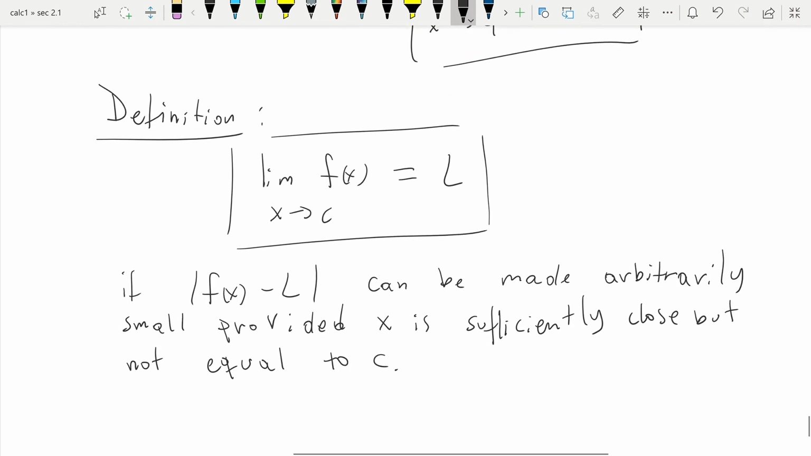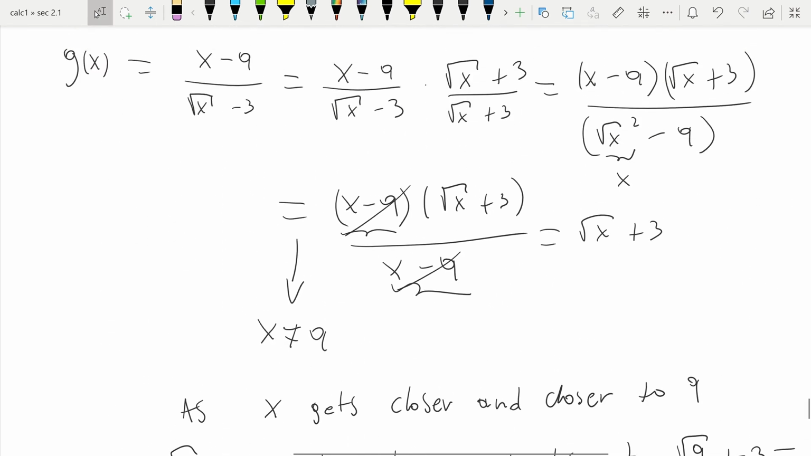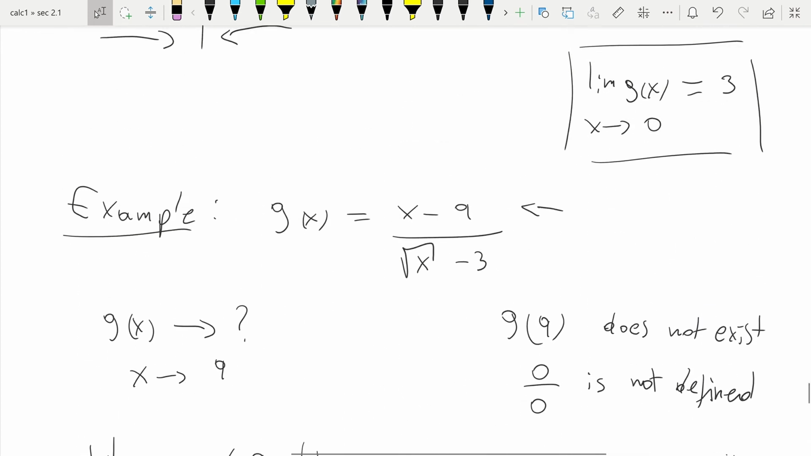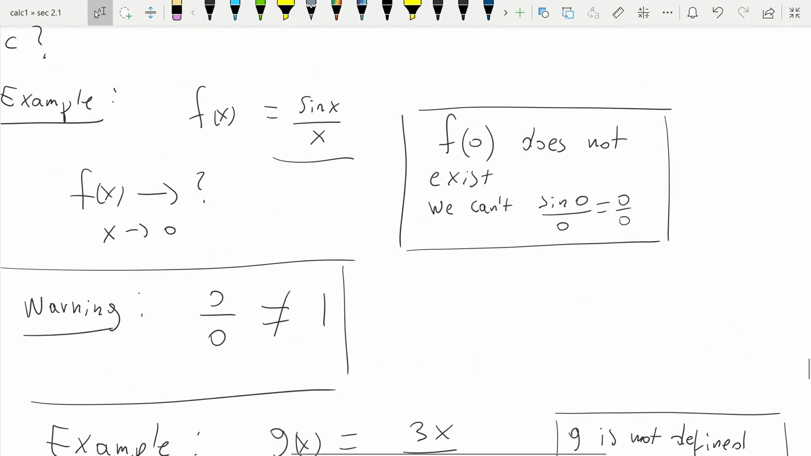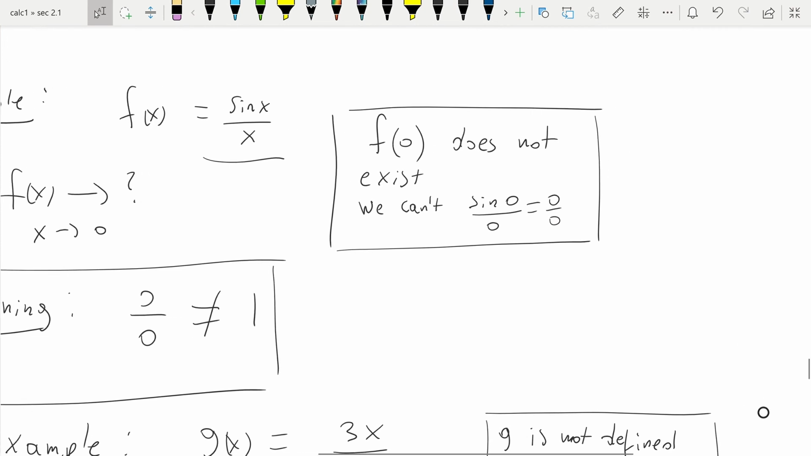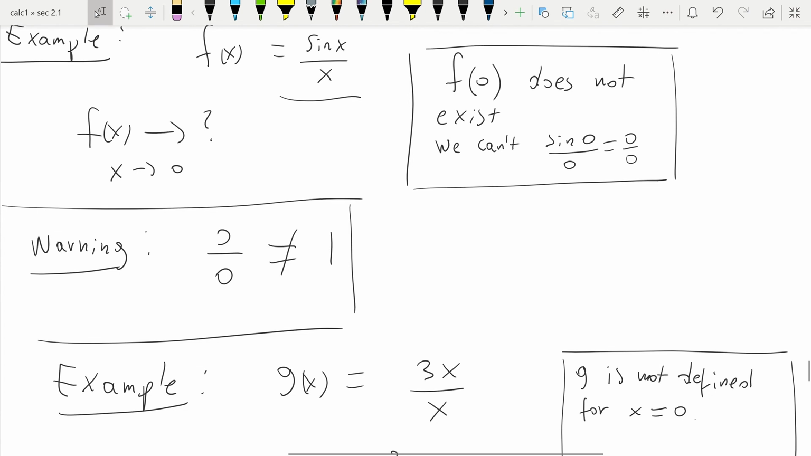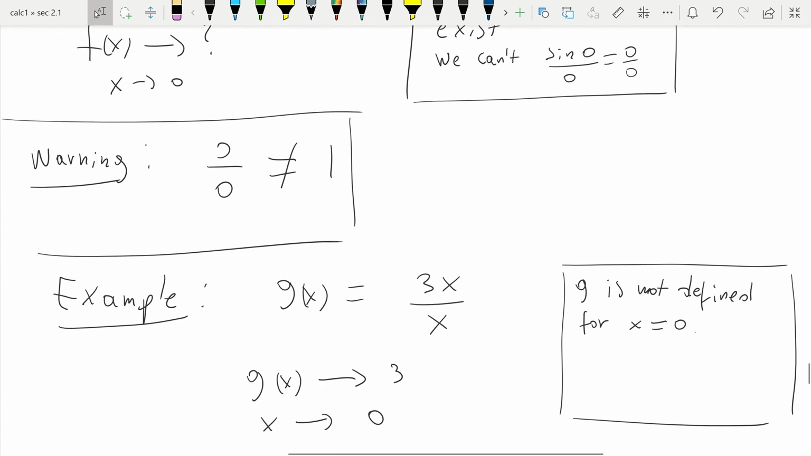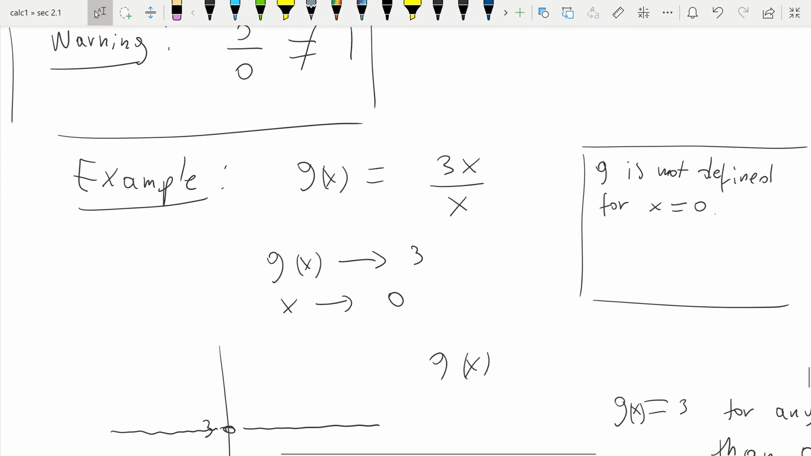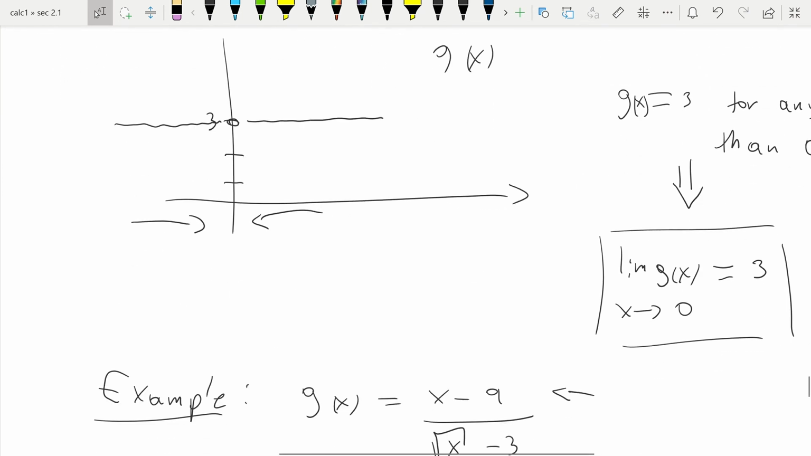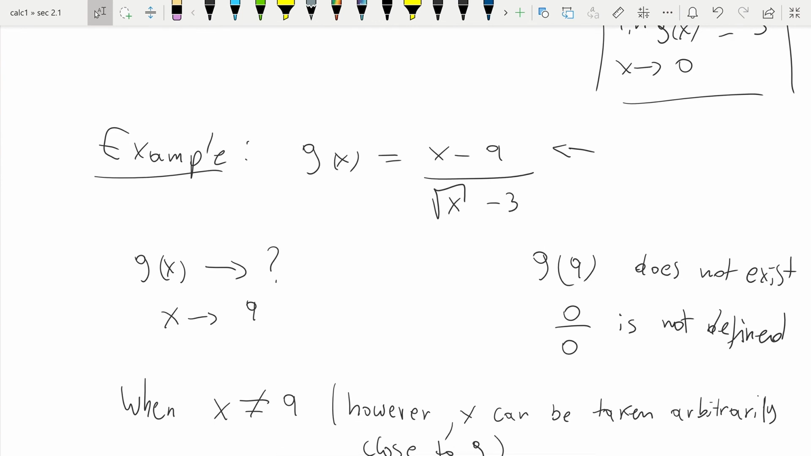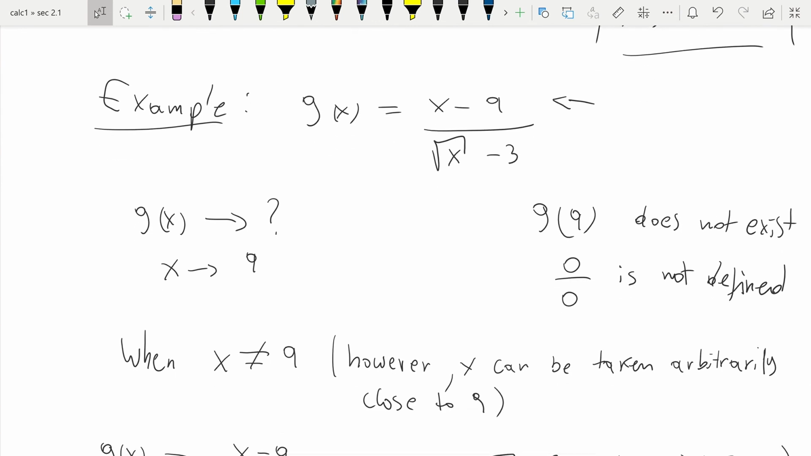Remember, this is the common problem that we had when we were trying to compute all of these limits. Starting with the first example, f of x equals sine x over x. The sine of x and x both vanish at the origin, so we cannot plug in the value 0 and obtain something that will tell us what this function is approaching. Neither does 3x over x, or x minus 9, or the square root of x minus 3 when we're approaching the point c, which in this case is 9.